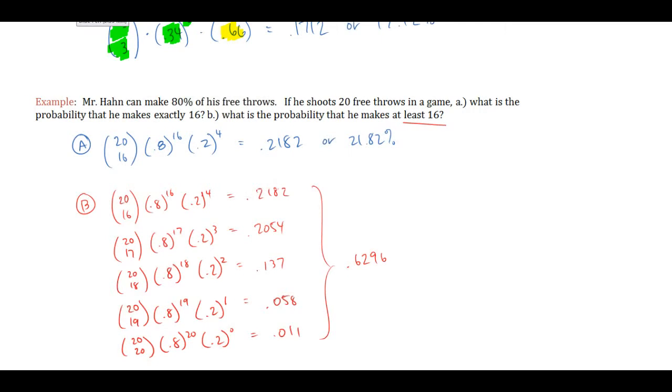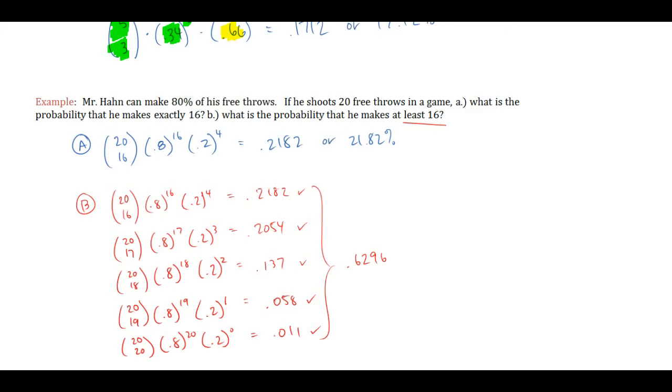All right, now I've gone ahead and calculated them all out using my calculator, and you can see that we had a 21.82% chance that he made 16. There's a 20% chance that he makes 17. There's about a 13% chance that he makes 18. There's about a 5 or 6% chance that he's going to make 19. And there's only about a 1% chance that he will make all 20 shots.